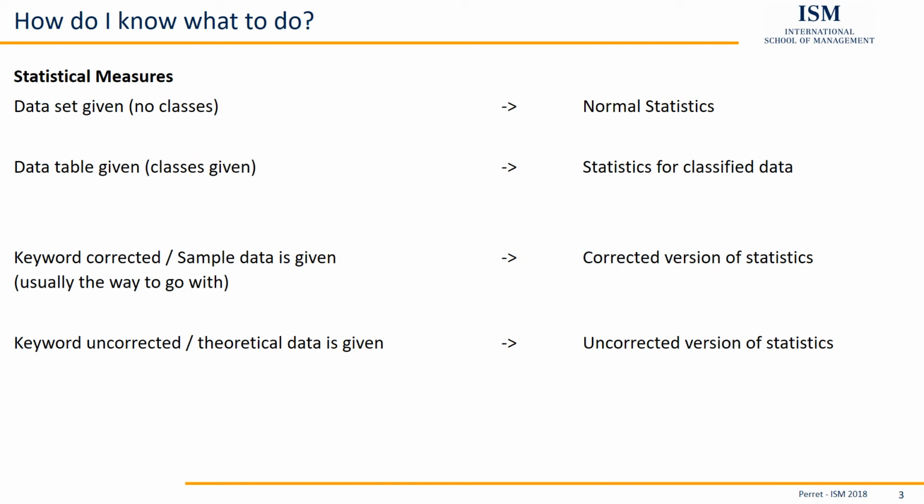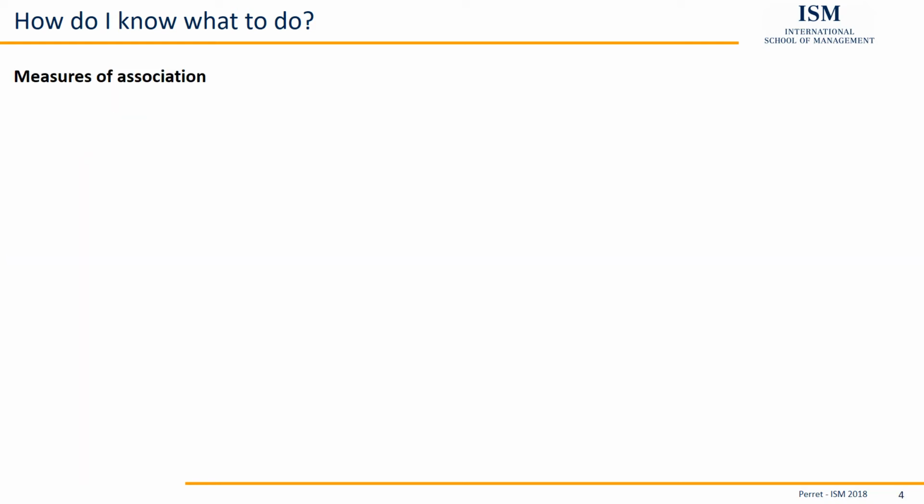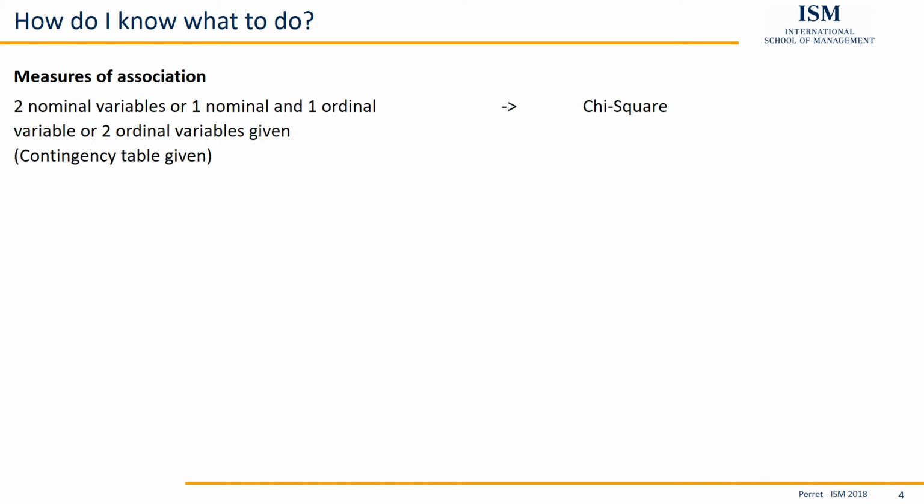Okay, so much already for the first part of the statistical measures. So let's then turn to the second part, the measures of association. Here, the important part is the scale level. So whenever at least one of your variables is nominally scaled, you have to use chi-squared.